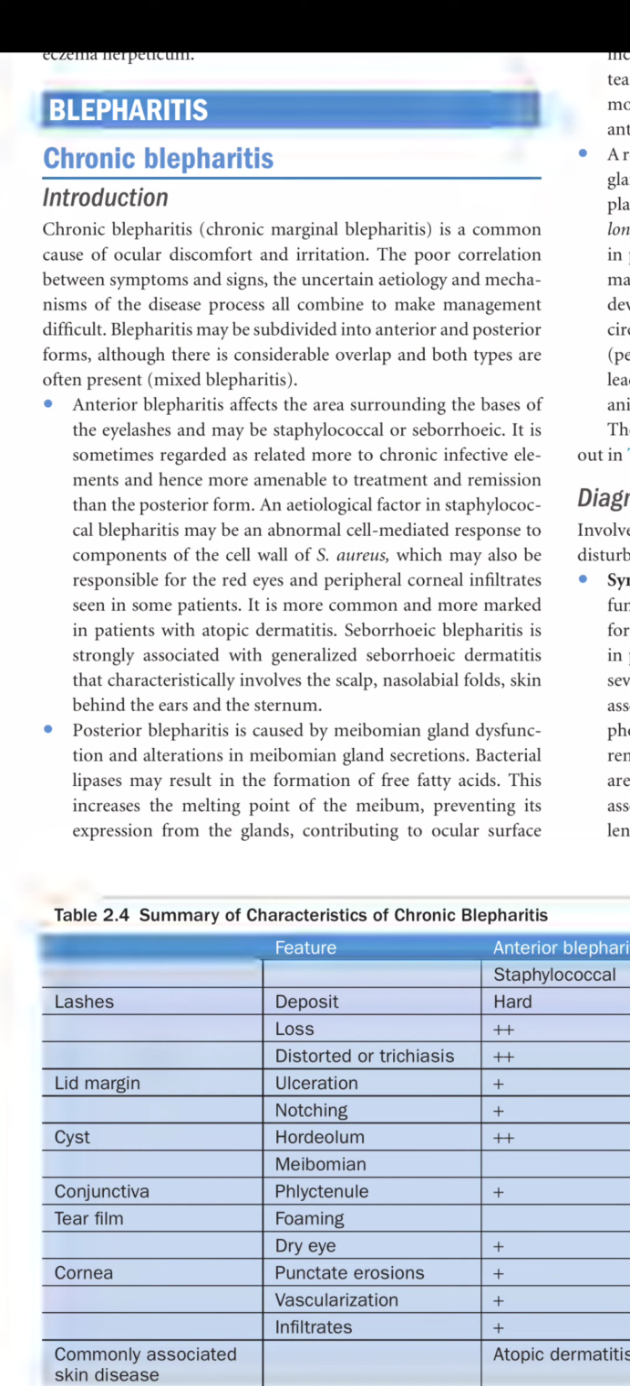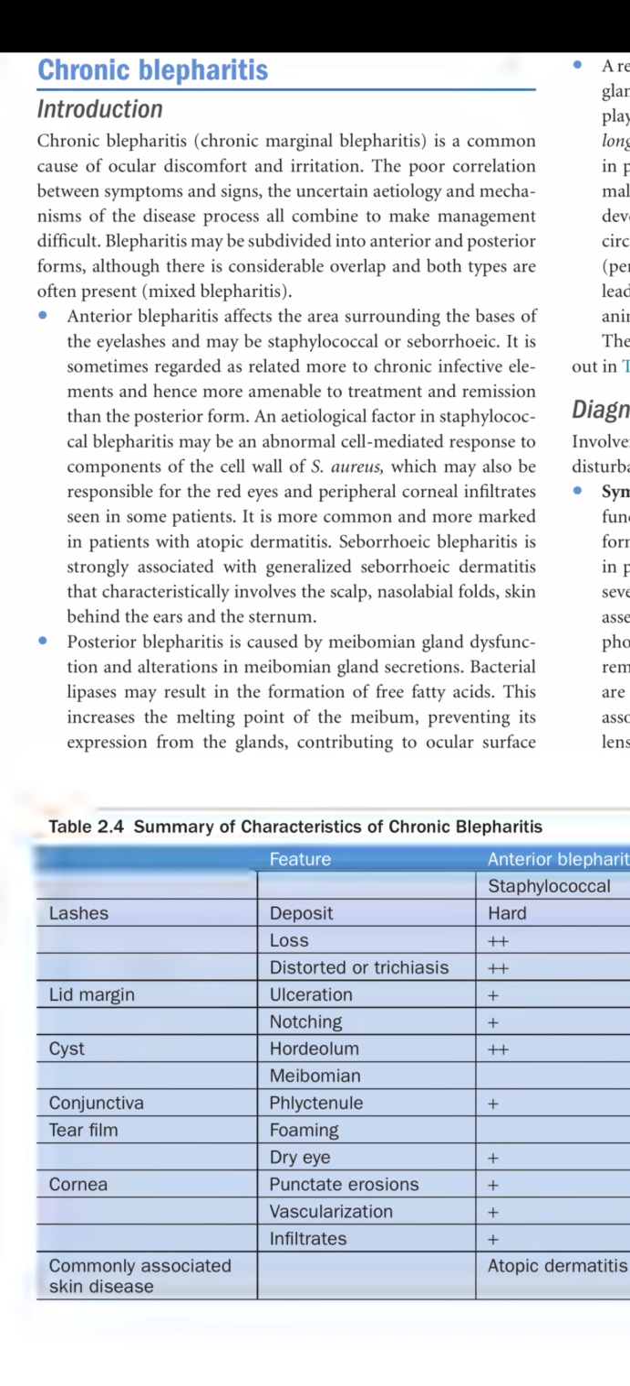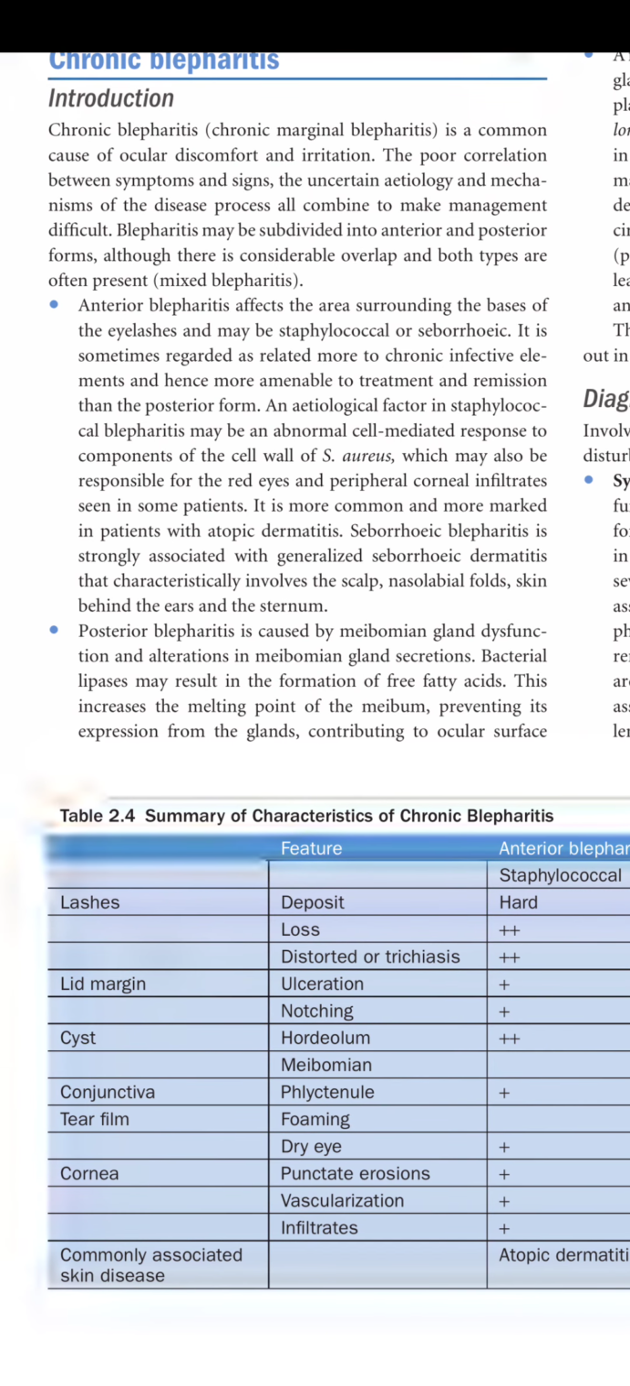Anterior blepharitis affects the area surrounding the bases of the eyelashes and may be staphylococcal or seborrheic. It is sometimes regarded as related more to chronic infective elements and hence more amenable to treatment and remission than the posterior form. Etiological factors in staphylococcal blepharitis may be an abnormal cell-mediated response to components of the cell wall of Staph aureus, which may also be responsible for the red eyes and peripheral corneal infiltrates seen in some patients. It is more common and more marked in patients with atopic dermatitis.